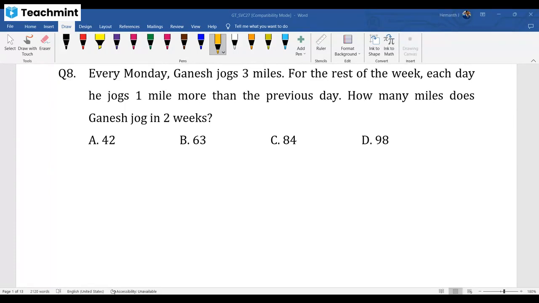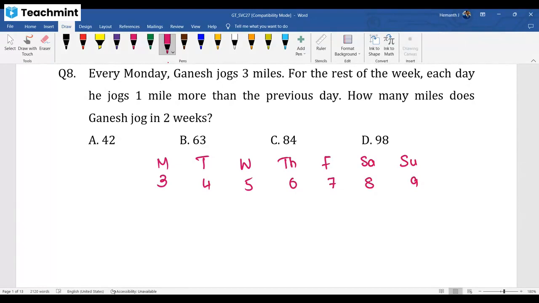Right, so see this question. Every Monday, 3 miles. Tuesday will be 4. Wednesday will be 5. Thursday will be 6. Friday will be 7. Saturday will be 8. Sunday will be 9. So 1 mile more than the previous. This is the first week. Next week also same. Every Monday, try to understand, don't say again Monday is 10. No, every Monday it's reset to 3.